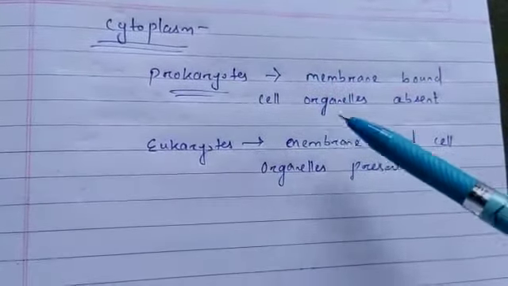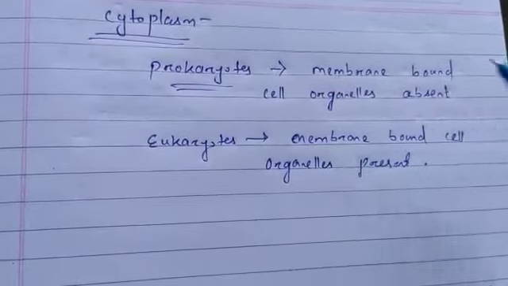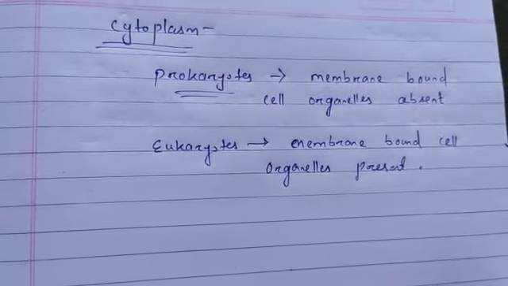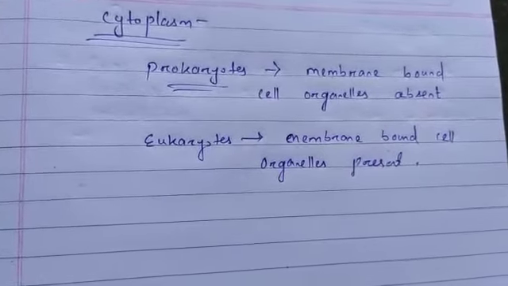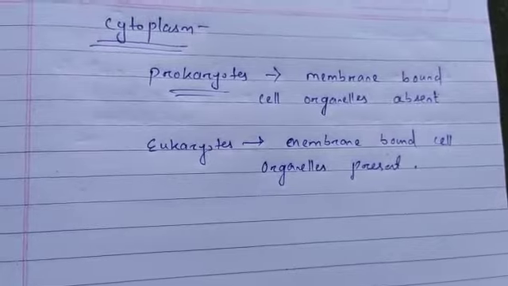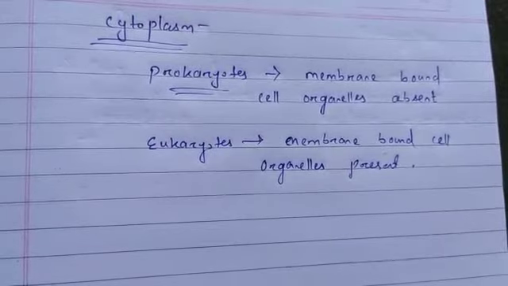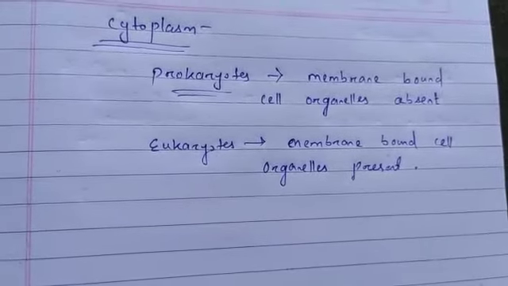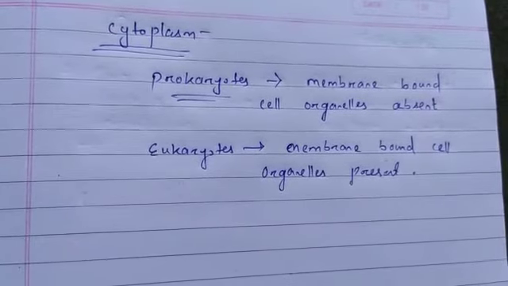In prokaryotic cells, these membrane-bound cell organelles are absent, but in eukaryotic cells, membrane-bound cell organelles are present. You can also take the example of viruses, which is the best example of the significance of membranes. Viruses lack any membranes, hence they do not show the characteristics of life until they enter a living body and use its cell machinery to multiply.